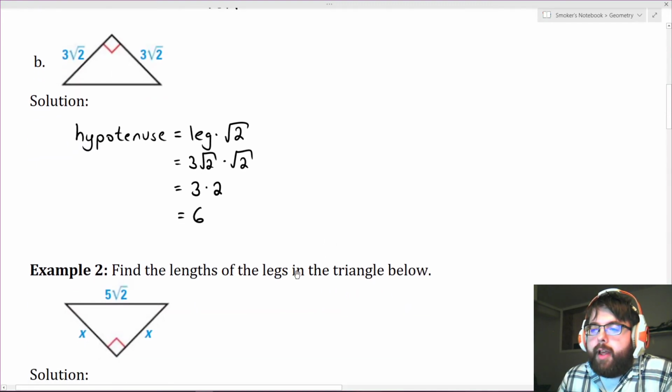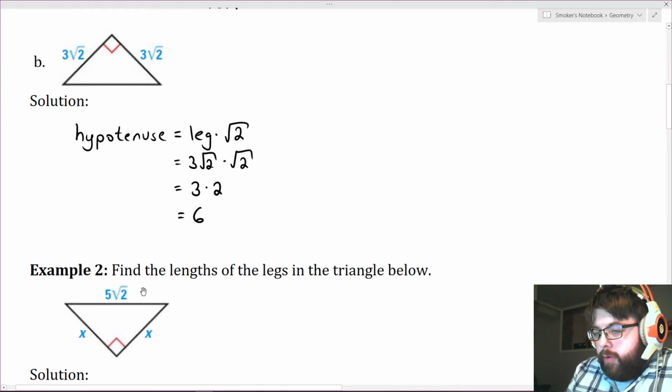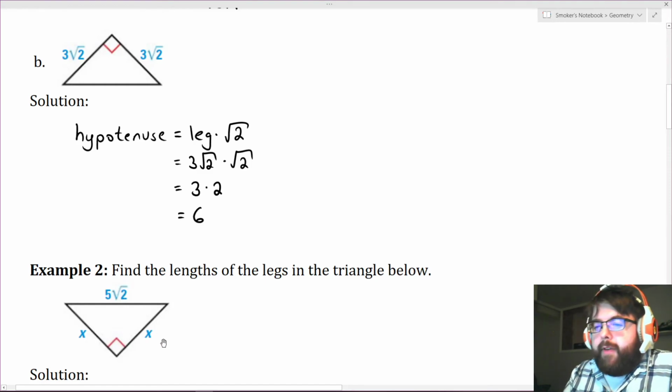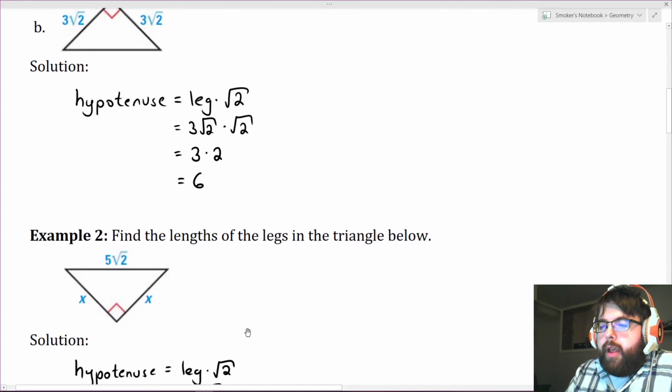All right, here's example 2. Find the lengths of the legs in the triangle below. So in this case, we have a right triangle. We're told that these two legs are equal, just like part B of example 1. If these two legs are equal, then opposite angles are equal. That means this is a 45, 45, 90 triangle.